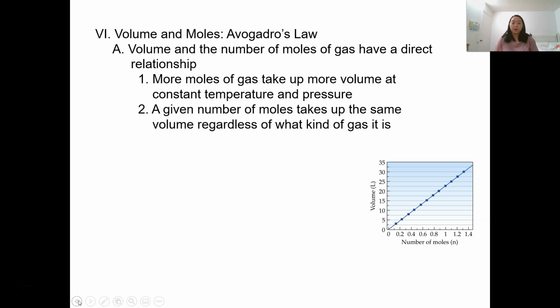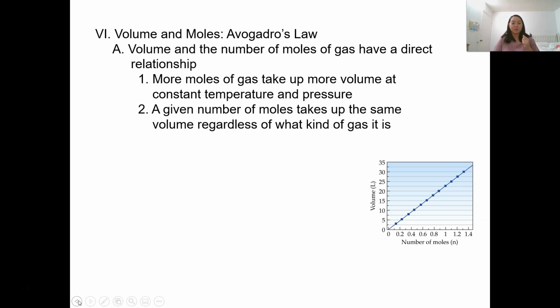A given number of moles of each of those gases will take up the exact same amount of volume, and we actually know what amount of volume 1 mole of any gas can take up, and that is, go ahead and answer the question now.